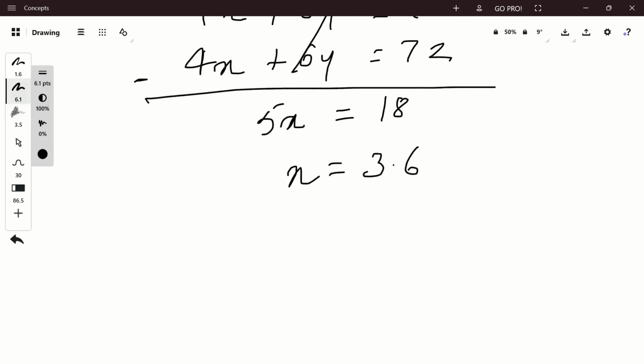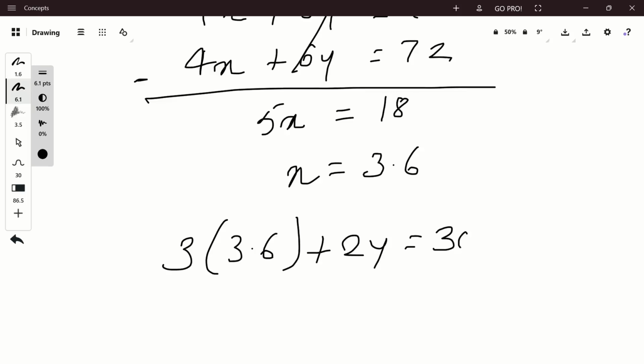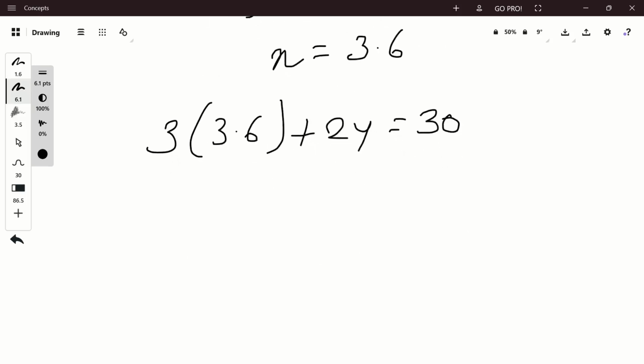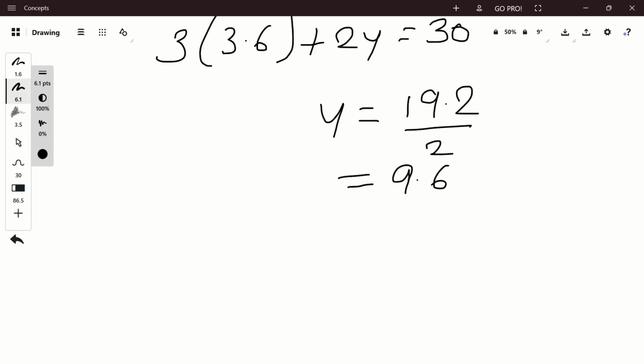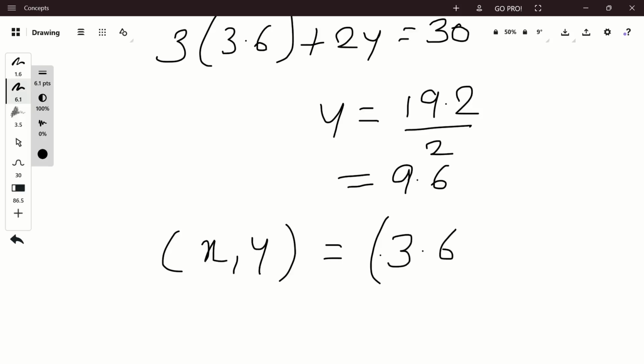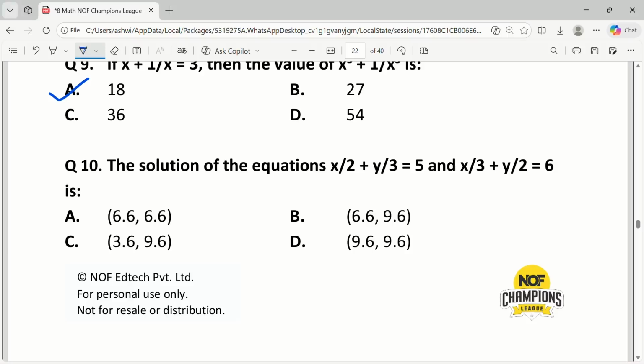Substituting the value of x in equation 1, we have 3 into 3.6 plus 2y is equal to 30. So y is equal to 19.2 upon 2, which is equal to 9.6. Solution is ordered pair x comma y, that is 3.6 comma 9.6. Comparing with the options, the answer is C, 3.6, 9.6.